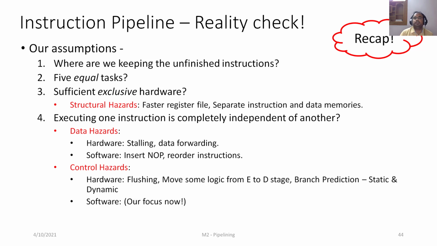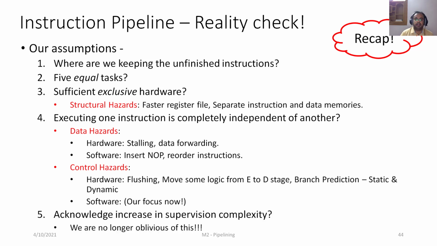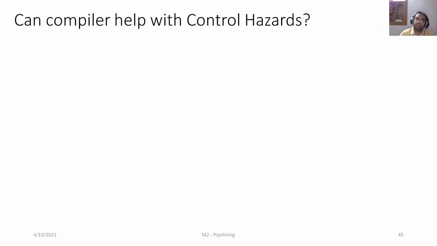In this lecture, we are going to look at what we can do from the software to handle the control hazards. And we definitely see that the control circuitry for the pipeline is quite complex, not as simple as the non-pipeline version. Now let's try to answer the question: can we take the help of the compiler to address the control hazards?